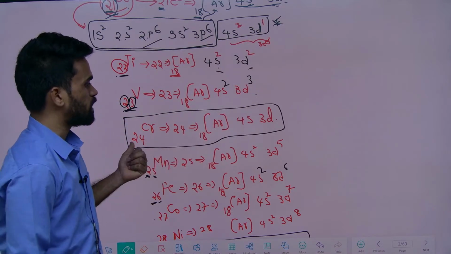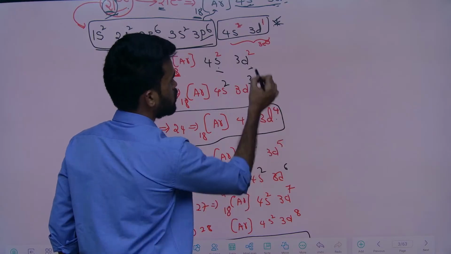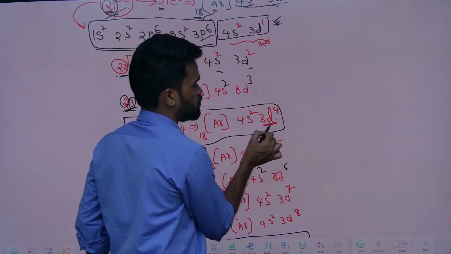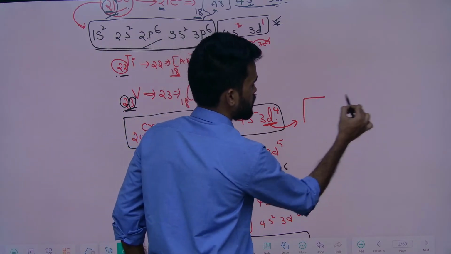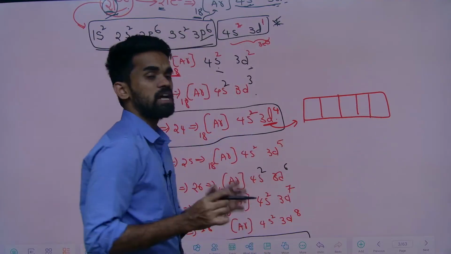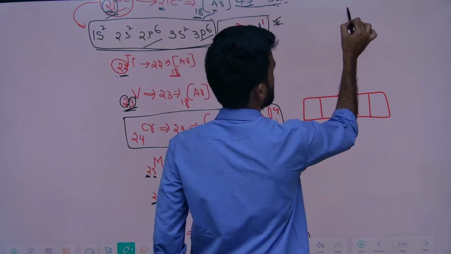So what can you expect here for chromium? You may expect something like 2 here, 4 here. So 3d4 it becomes. But remember, when it comes to the d subshell, in the d subshell there are 5 d orbitals. In the d subshell, how many d orbitals? See, I told you something like this.